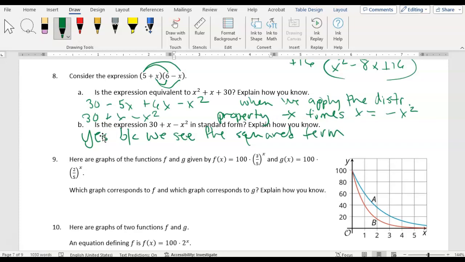But you also could rewrite this, right? Because generally we would like our highest exponent to be first. So remember, the negative sign stays with the number it's in front of. So this would be negative x squared plus x plus 30.